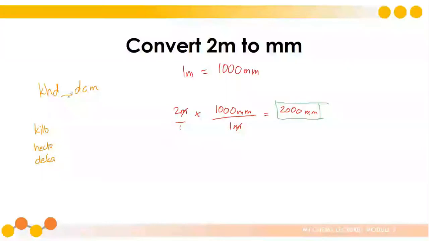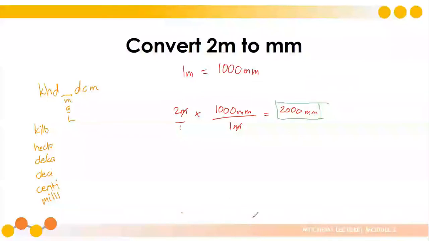This one, the underline, is the base unit. When we say the base unit, it's either meter, grams, or liter. Okay, you have the base unit here. Then next, we have the deci, centi, okay, centi, and then milli. Let's try to convert it using this acronym.